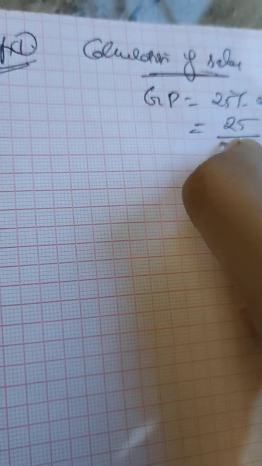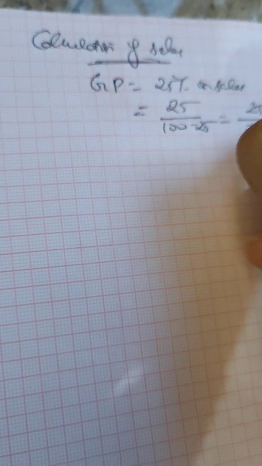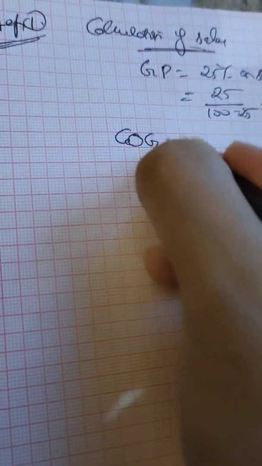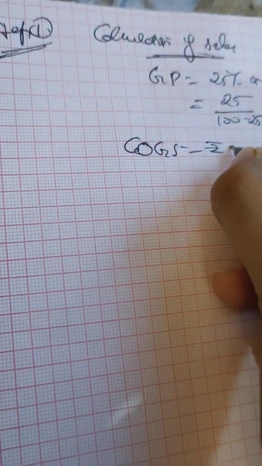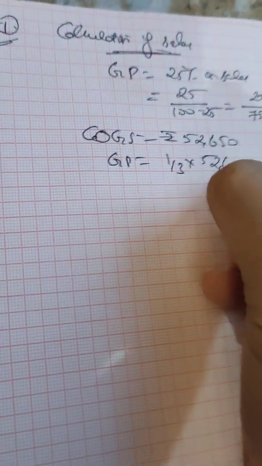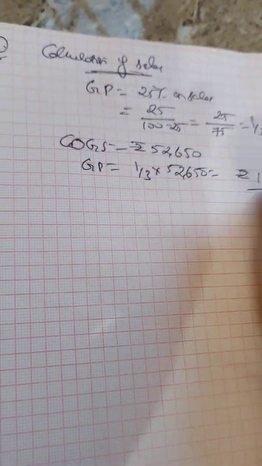So calculation of sales. We already know that gross profit is equal to 25% on sales, and we now have to convert it into cost. So 25 by (100 minus 25) is equal to 25 by 75, that is 1 by 3 on cost. Now what is cost of goods sold? We already know it is rupees 52,650. Okay, now gross profit will be 1/3 of cost, that is 52,650, which is nothing but 17,550. This is the amount.